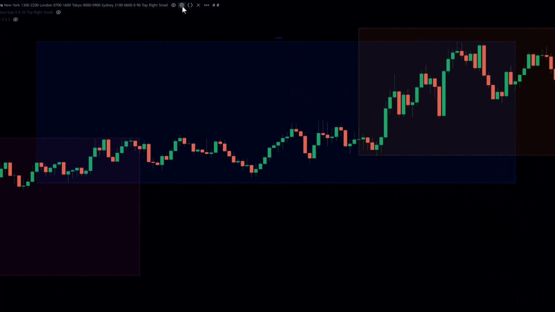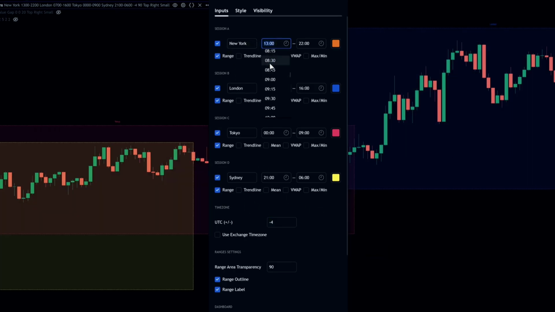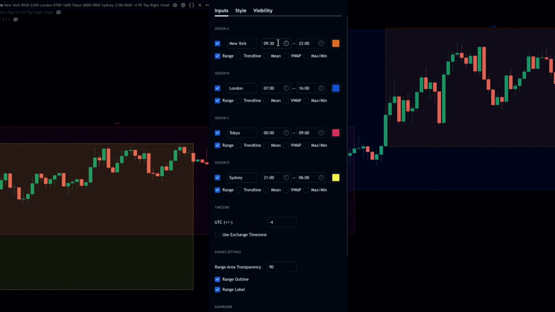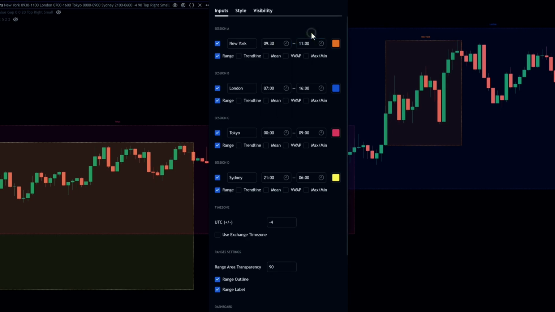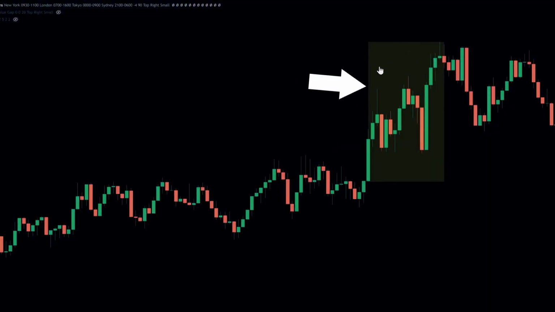Open the indicator settings, change the time zone to New York's, which is UTC-4, and input 9:30 a.m. as the New York open time. Then add 1.5 hours, taking us to 11 a.m. This will be our trading window. Uncheck all unnecessary options. Change the color to something more visible like yellow, or any other color to your preference, and hit OK. Now our session window is set.